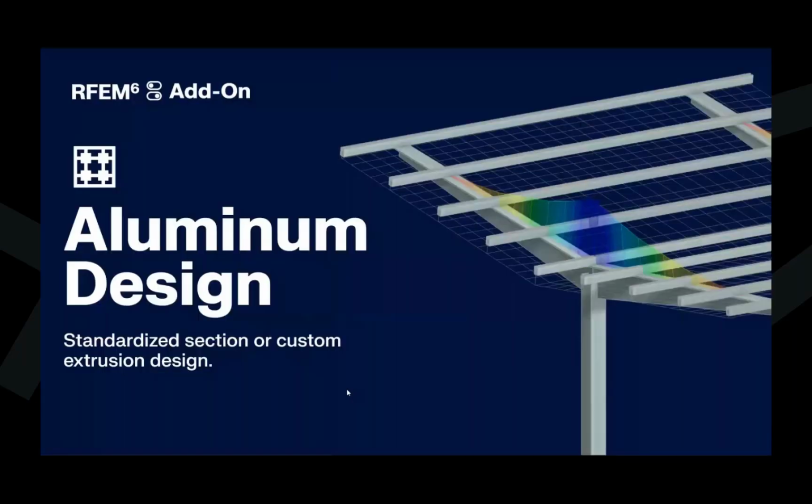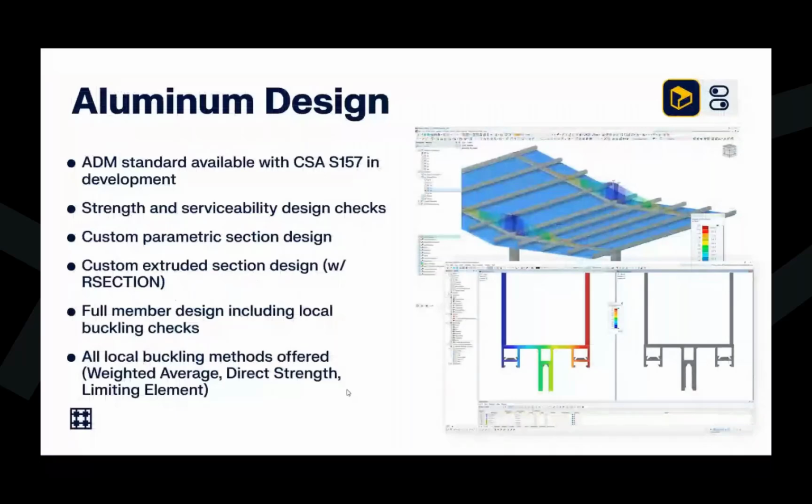Aluminum design is also possible in the program. So we can carry out the member design, not only of those standard sections, but custom extrusions is a very big topic when it comes to aluminum. So we currently have the ADM standard available and have for quite some time. We're also in works as we speak with the CSA S157. So we want to release that within the coming months as well for full member design according to the Canadian standard.